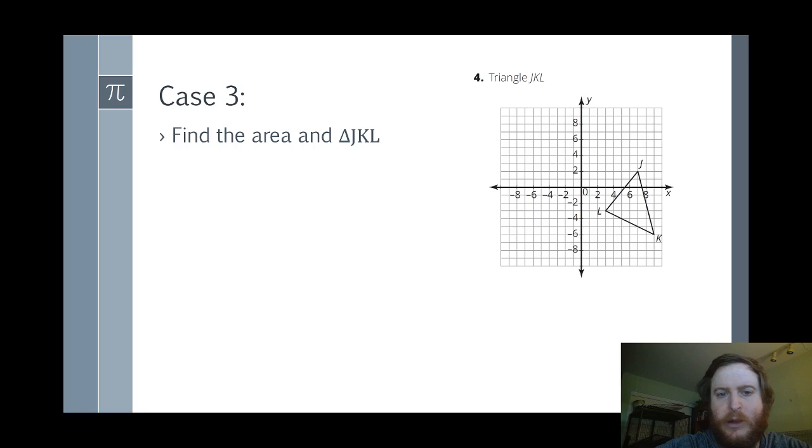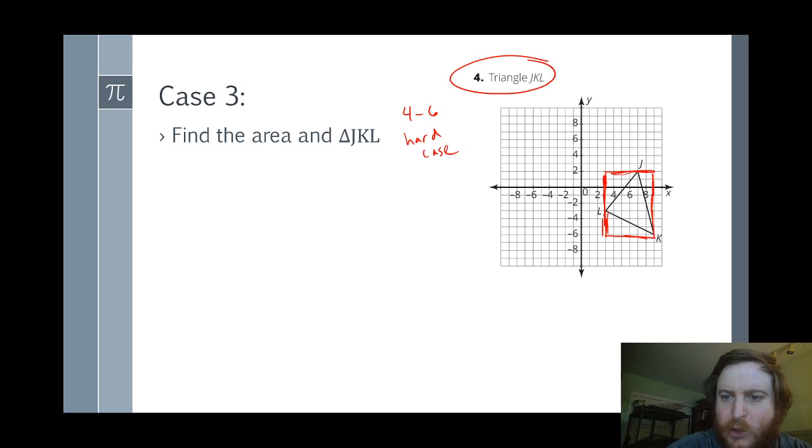And then we have to do 1/2 base times height for this guy, 1/2 base times height for this guy, 1/2 base times height for this guy, and then do the overall base times height of the rectangle, and then we subtract off the 3 mini areas.